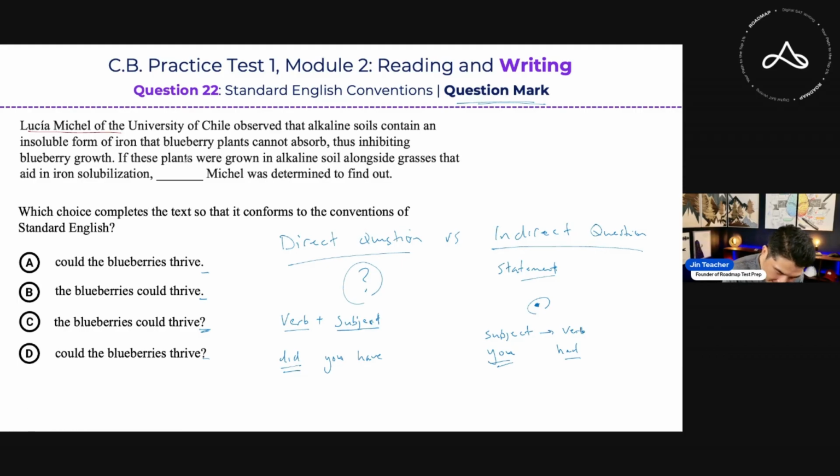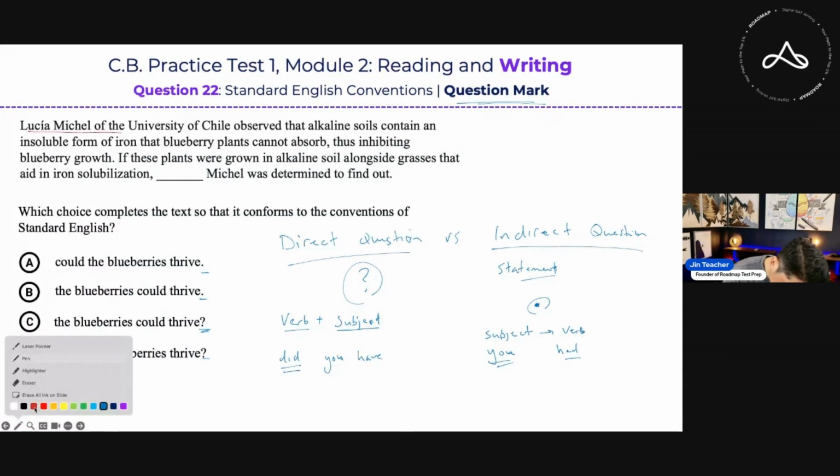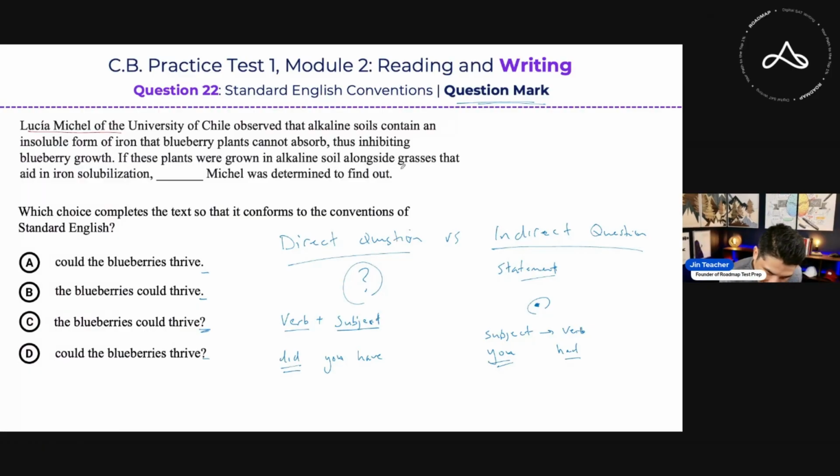Okay, so if we read the sentence, it says, if these plants were grown in alkaline soil alongside grasses that aid in iron solubilization, comma, and then from there it says, could the blueberries thrive? Michael was determined to find out. Now, this is pretty important. This is the important context clue here. What was he determined to find out? He was determined to find out the answer. The answer to what? The answer to this question here.